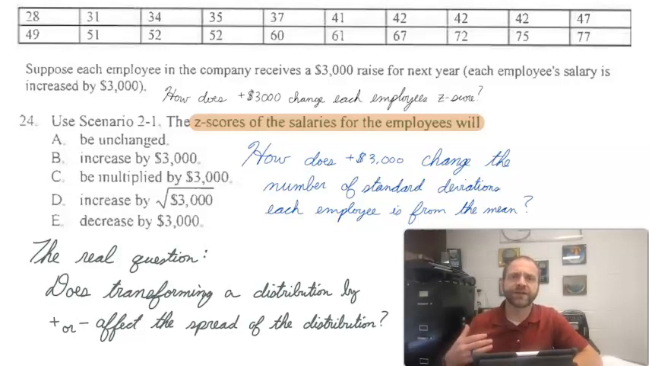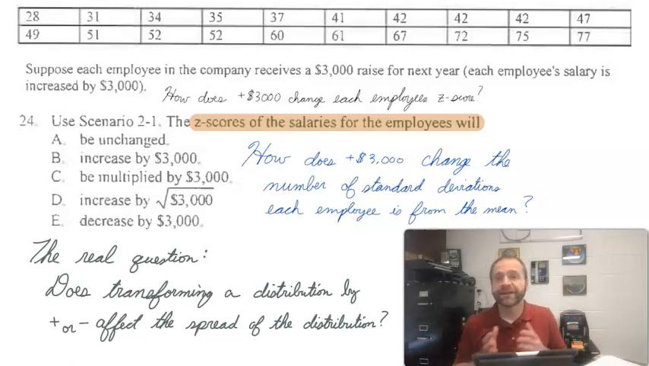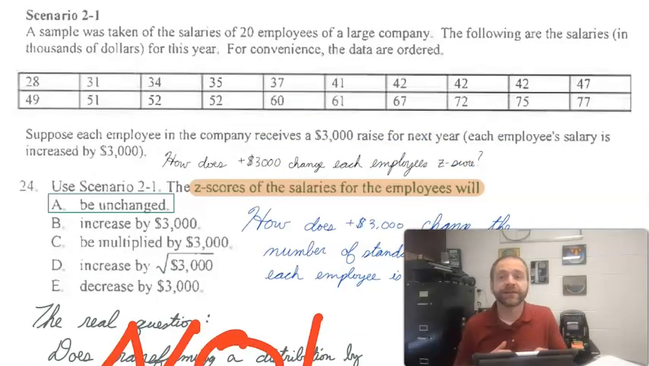Notice you heard me say in the blue up above that z-scores are the number of standard deviations away from the mean, and standard deviations are used to describe spread, which you can see over here. Notice question 23 talks about how standard deviation is affected by a pay increase. So maybe question 24 can help you with question 23. Now, the answer to that question, how does adding or subtracting affect standard deviation, affect z-scores, or affect spread? And the answer is, it doesn't.